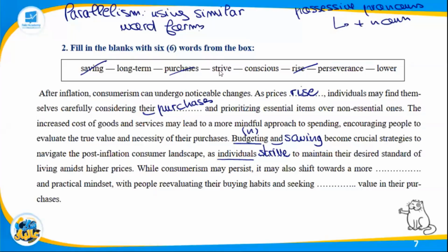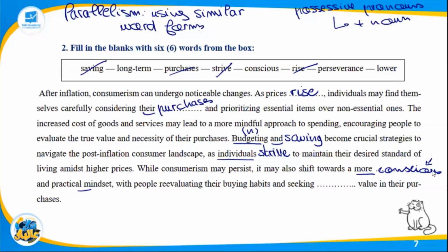B. Let's continue. While consumerism may persist, it may also shift towards a more and practical mindset. With people reevaluating their buying habits and seeking value in their purchases. As usual, we are back to the comparative. So with more I would need a long adjective. If I find more, then after it comes a long adjective. Okay. If I have a short adjective, I simply add er. So here we are talking about something they are shifting towards, a more and practical mindset, they become practical in how they deal with things. Okay, so here they are more conscious. Okay, more aware. They are conscious to make or take practical decisions.